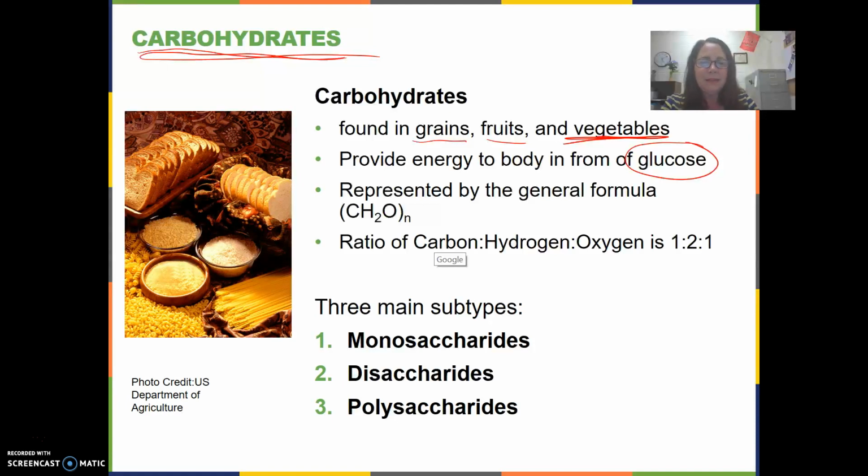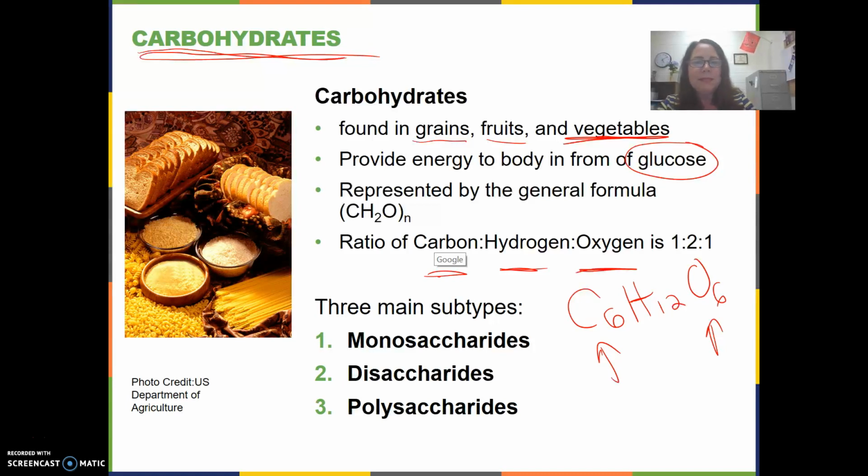Carbohydrates have a specific ratio of carbon to hydrogen to oxygen. It's always 1 to 2 to 1. So for example, the formula for glucose is C6H12O6. That's 6 to 12 to 6 or 1 to 2 to 1. So for every carbon and for every oxygen, there are 2 hydrogen atoms.